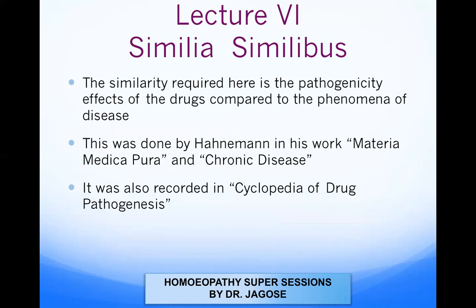The similarity required here is the pathogenetic effects of the drugs compared to the phenomena of the disease. So what similarity do we have to see? We have to see the effects of the drugs and compare them to the effects of the disease. The effects of the drugs, or the pathogenesis, are seen through the process of drug proving. And then when a diseased individual comes, we have to see the phenomena of disease expressed through signs and symptoms. So we have to evolve a similarity between the drug effects and the phenomena of the disease.